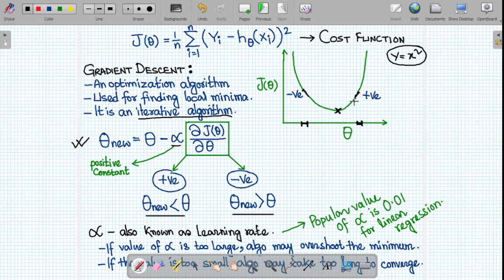Now, let's check the positive side first. That means this side of the parabola first. If the partial derivative is positive, then your new theta will be less than the theta because you are reducing a positive value from your existing theta value. So, new theta will be lesser than the actual value of theta because we know alpha is a positive constant. Let's check the negative side, this side of the parabola. Here, if the derivative part is negative, then minus into negative value will be the addition of a positive value with existing theta. So, your theta new will be greater than your existing theta.